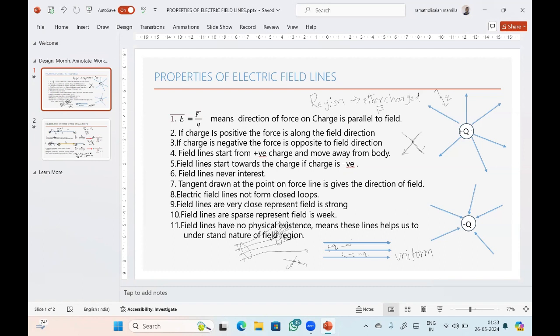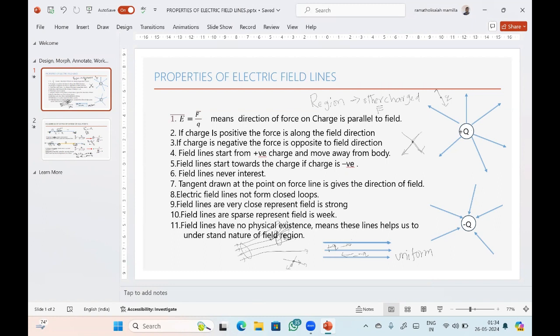That means force and E are parallel vectors. Force and field are parallel vectors. If the charge is positive, the force is along the field direction. So this is a uniform field considered, meaning field lines are equidistant and parallel. The charge is placed in the field, and the force on the charge is along the field because these two are parallel. If a negative charge is placed in the field, the force is opposite to the field direction.